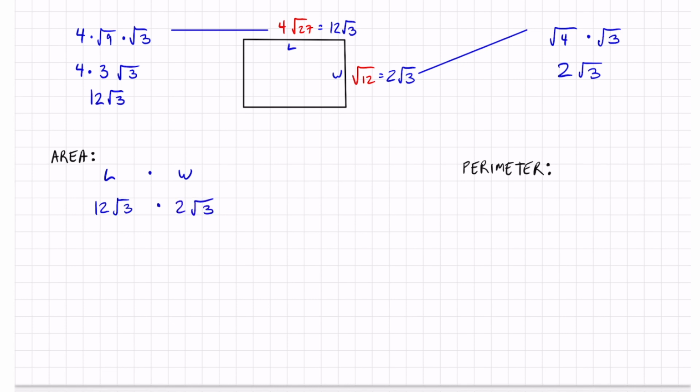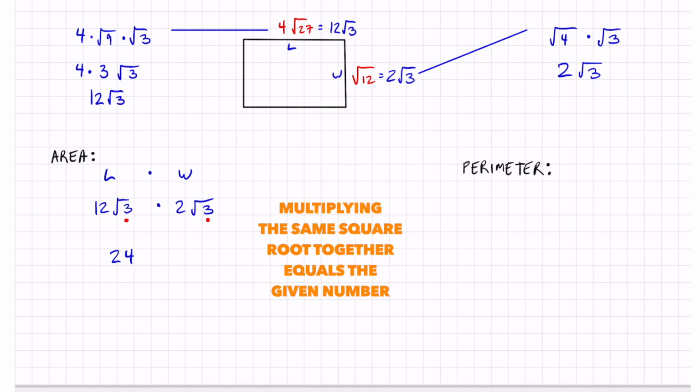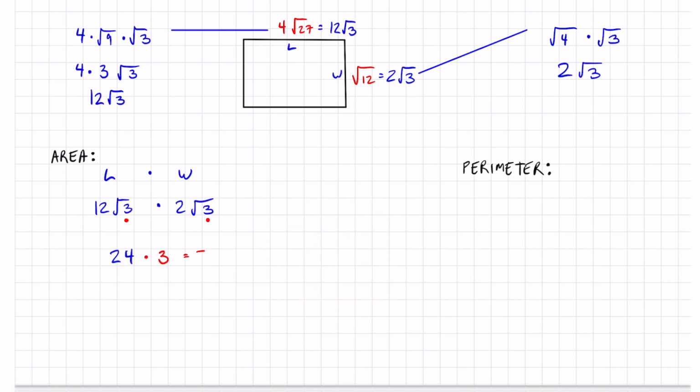When I'm multiplying square roots, I like to do the numbers first. 12 times 2, that gets me 24. And when you are multiplying and you have the same square root, that's always awesome because it cancels off the square root. Root 3 times root 3 is just going to be 3. 24 times 3 gets me 72. And I want to make sure I put square units, because last time I forgot, everyone started commenting.